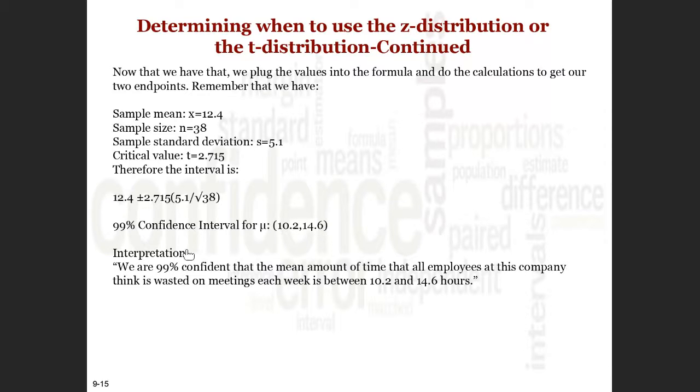Again, at the end, this is your interpretation. You are 99% confident that the mean amount of time that all employees at this company think is wasted on meetings is between 10.2 and 14.6. Any questions about that? I think it seems pretty straightforward.